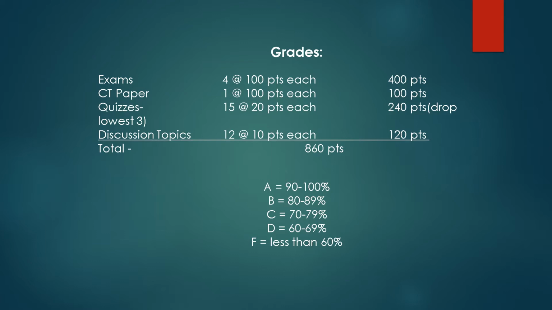We're going to end up doing actually 15 of those, but we're going to drop the 3 lowest grades, so we're only going to count 12. That gives us 240 points. And we're going to have 12 chapter discussion questions for 10 points each. That's 120 points. If you get 90%, you get an A. If you get 80%, you get a B. If you get 70%, you get a C, and so on and so forth. So that's how the grading scheme looks.